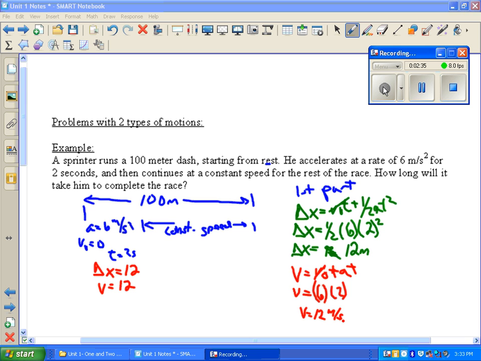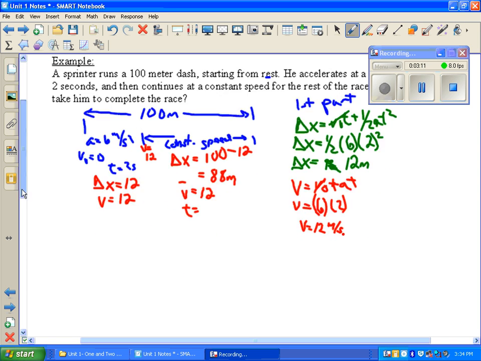Now I have to use that for the second part. The entire race is 100 meters, so the distance for this part of the race is, he went 12 in the first part, so it's going to be 100 minus 12, which is 88 meters. We also know that the velocity right at this moment was 12, and it says that he goes at a constant speed for the rest of the race. So I know that his constant or average speed for the rest of the race is going to be 12, and I have to find the time for that part.